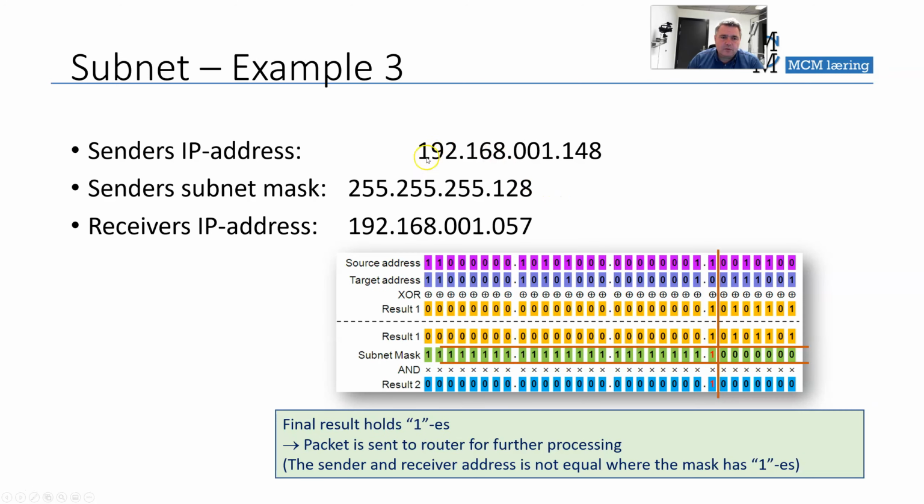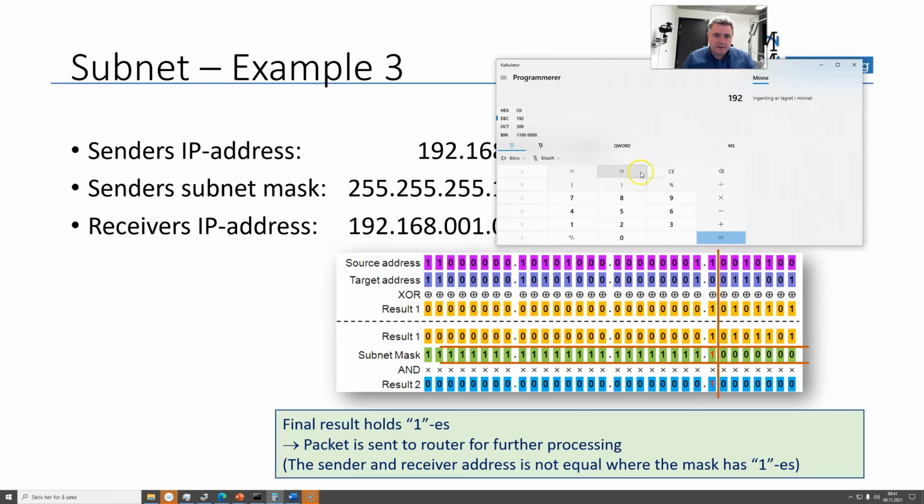A third example, 192.168.001.148 and 192.168.001.057. So they are the same in the first 3 groups of 8. The subnet mask is 255.255.255, meaning only ones. Then in the last one here, you have 128. 128 translates to 1 followed by 7 zeros. You can check that by using the calculator again. So I clear it and type 128. A 1 followed by 7 zeros.